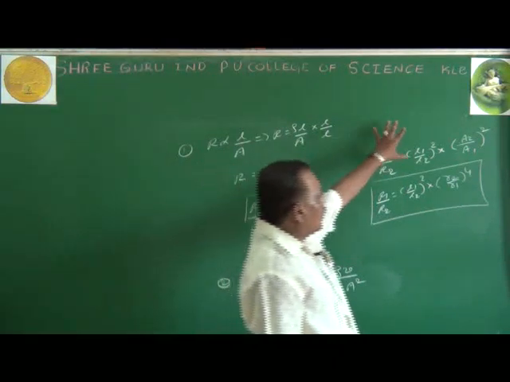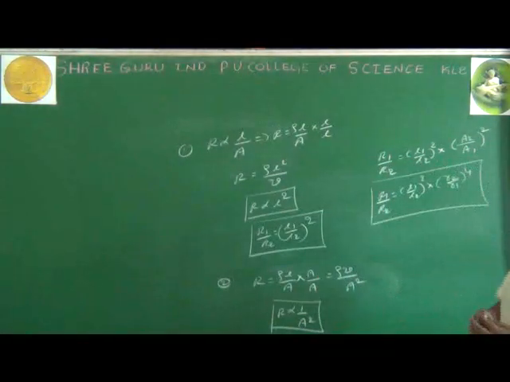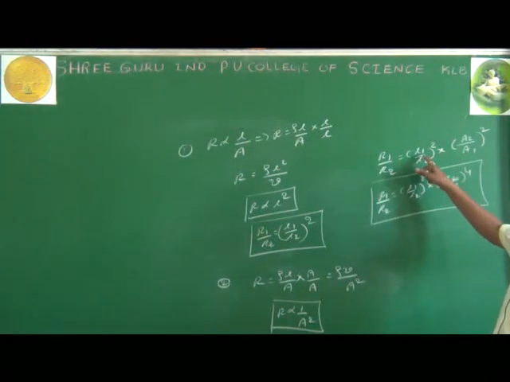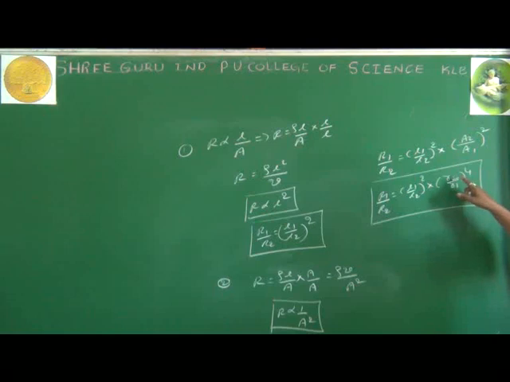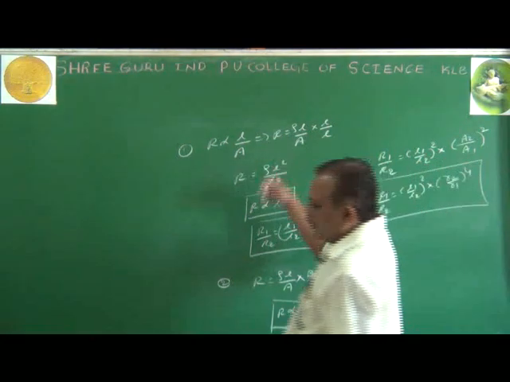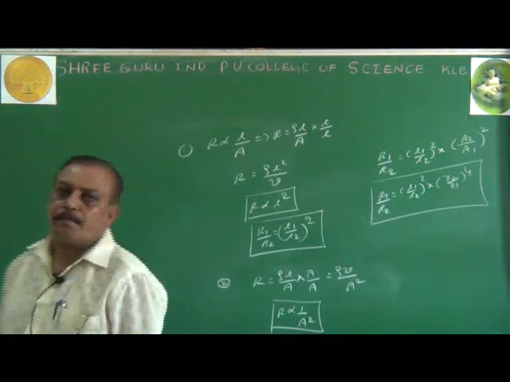Then the resistance ratio R1 by R2 equals L1 by L2 whole square, A2 by A1 whole square. Then area equals pi r square, A2 is directly proportional to R2 square and A1 to R1 square. So the square of the square is nothing but power 4, so R2 by R1 to the power 4. Now this is for resistance factors.